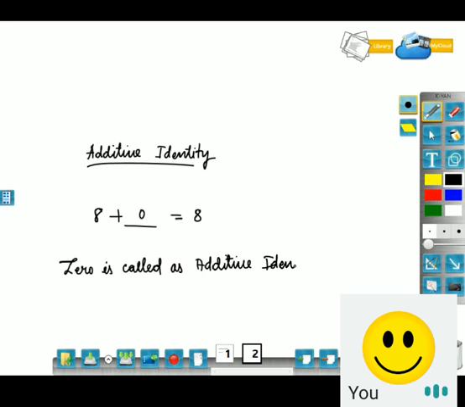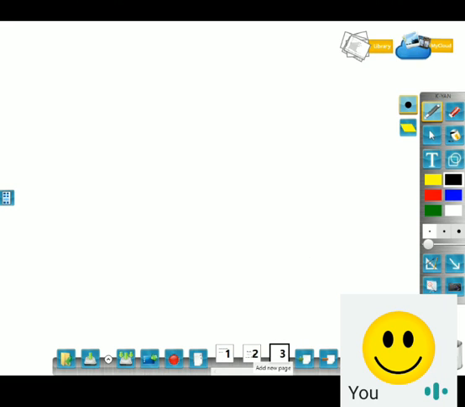0 is called the additive identity. So have you understood? To a given number, the number we have to add to get the same number, we call it the additive identity. So always remember that 0 will be the additive identity. Next we'll go to additive inverse.